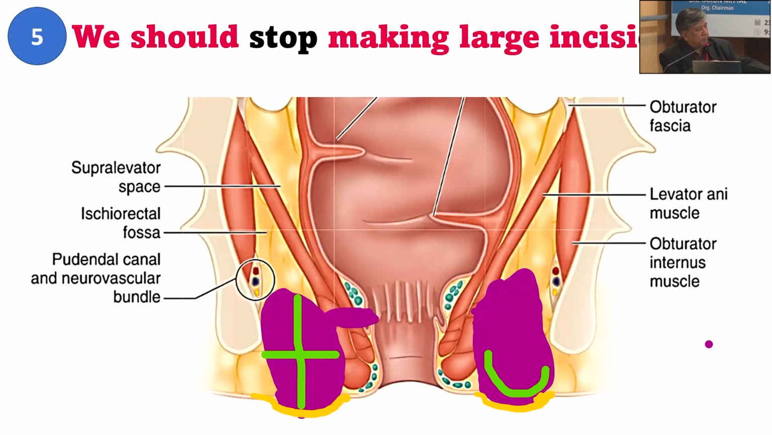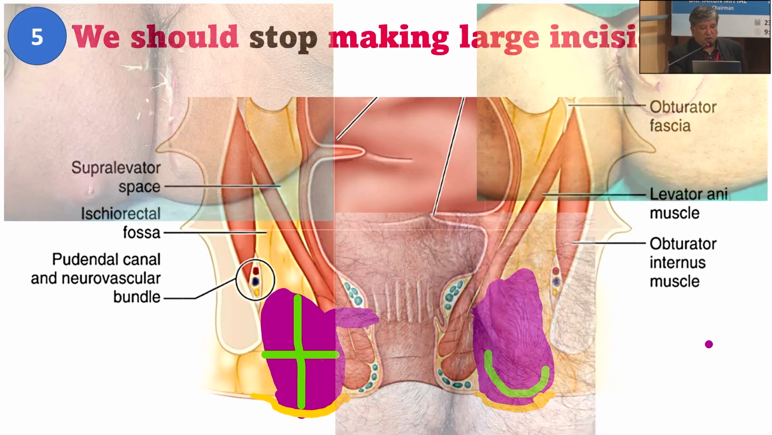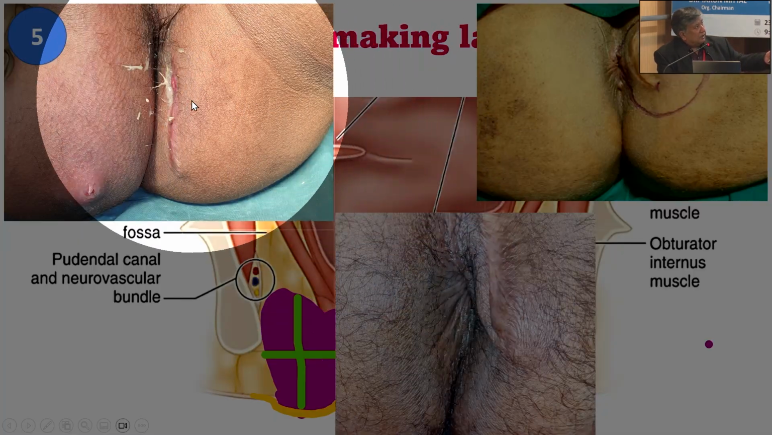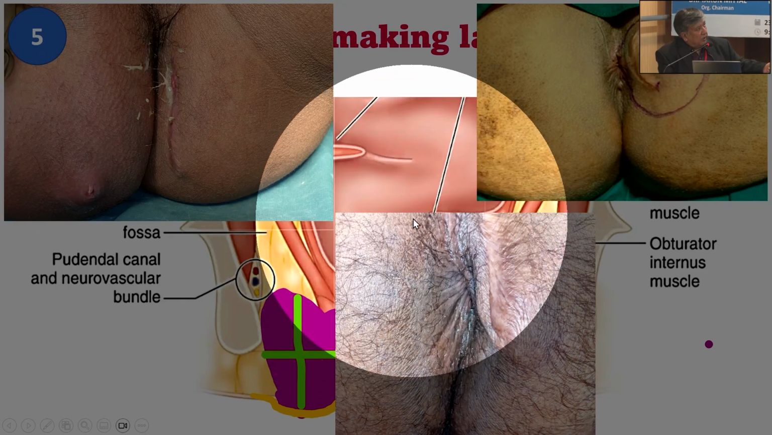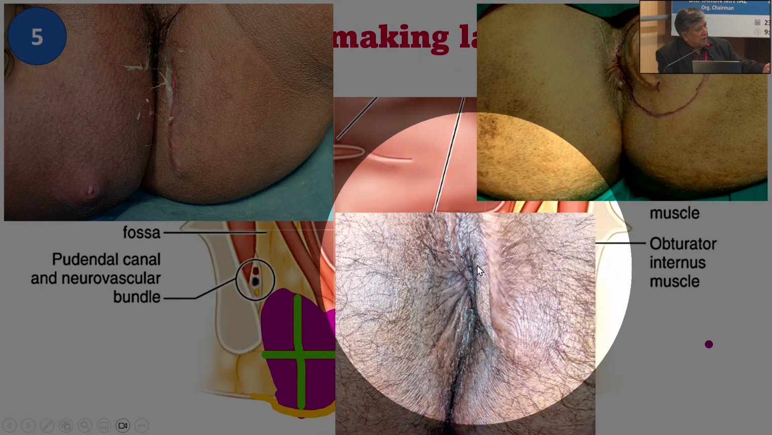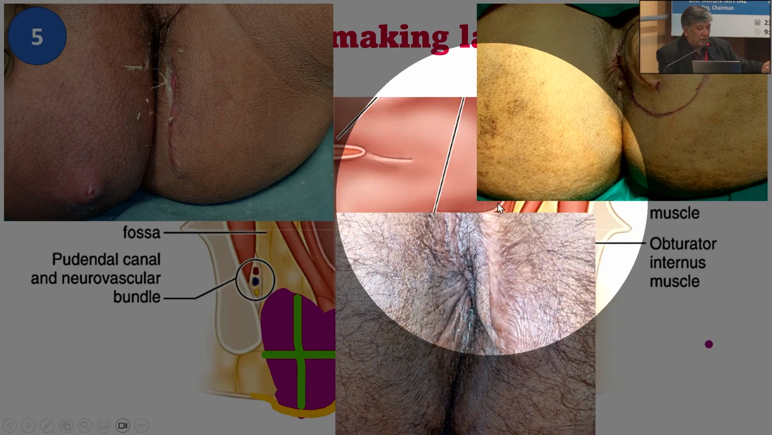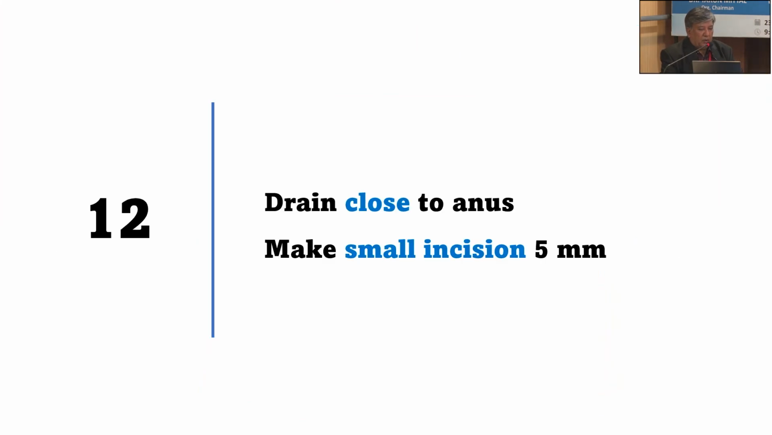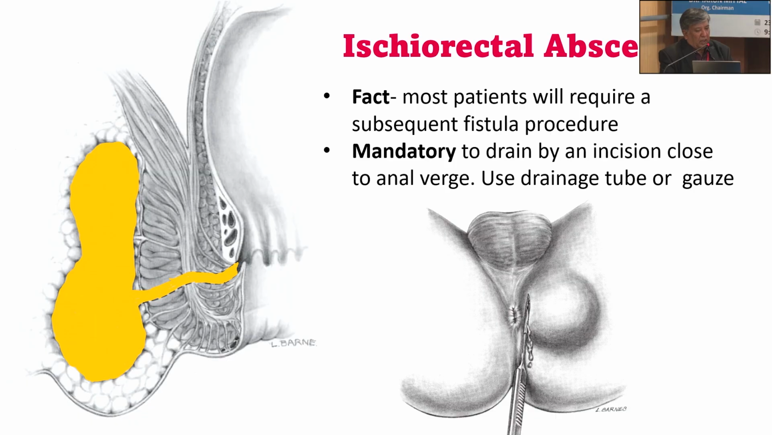Now, these are people making cruciate incisions or big incisions, and this is the result. See this patient, big incision, but he's come back with a recurrence. Here, you've already seen that. This patient, big incision going to the scrotum, and he's come back with an abscess again. So a large incision is not going to help you. Drain close to the anus, make a small incision of 5 mm, and just drain this much. This is just drainage. That's enough. Why do you want to put your finger inside?